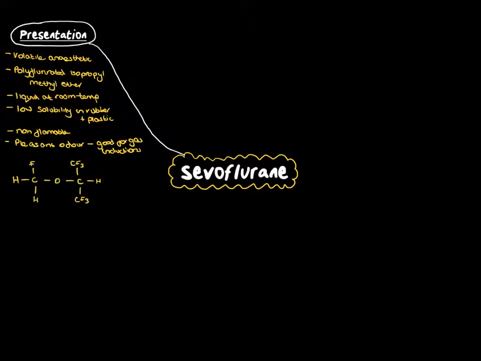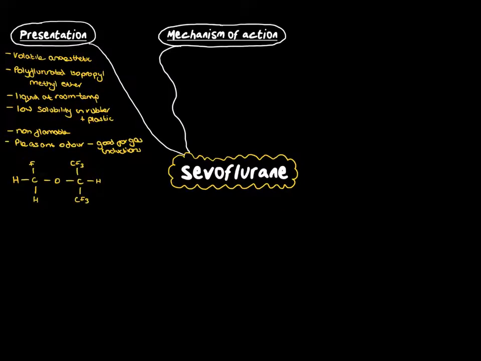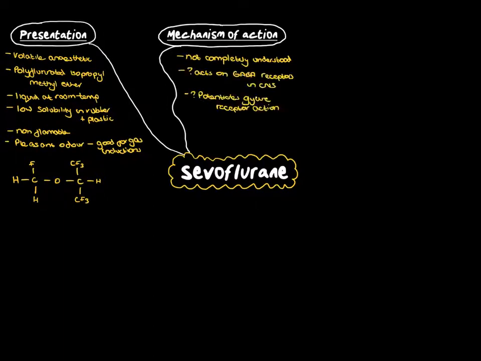When we think about the mechanism of action, like the other volatile anaesthetics, it's not completely understood. There are hypotheses around it acting on GABA receptors within the central nervous system and potentiating the actions of glycine receptors, although, as I say, we don't completely understand at the moment.